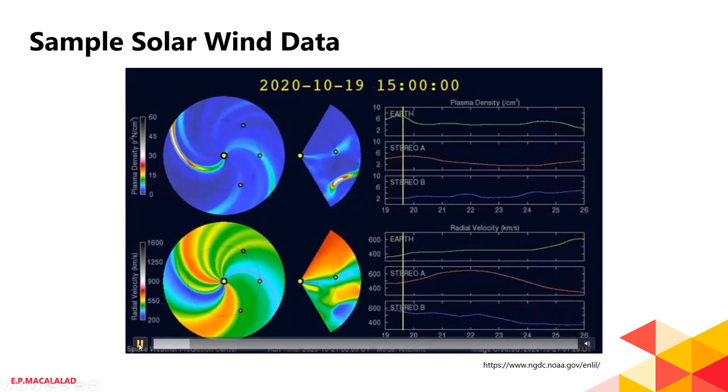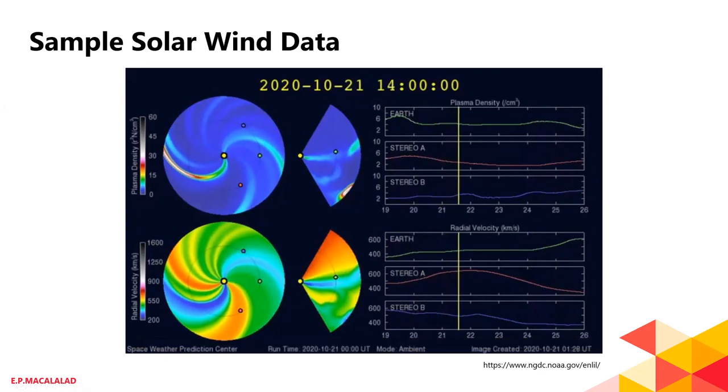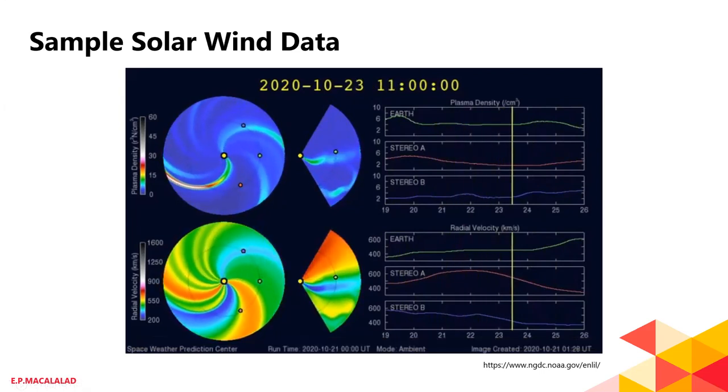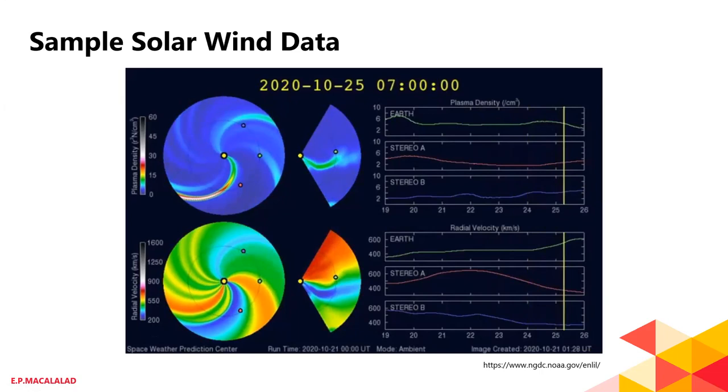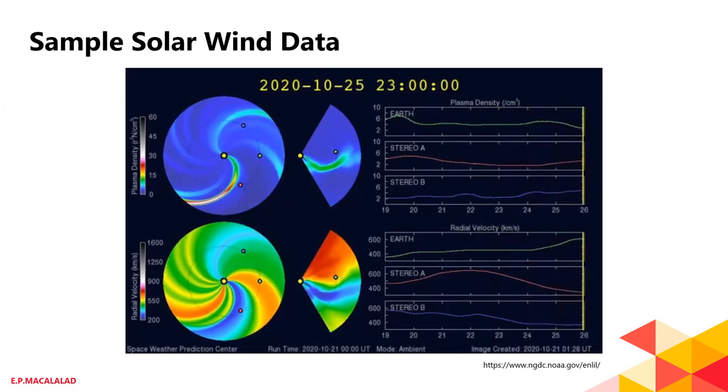Okay, so let me repeat that again. This is one way to forecast solar wind. Later I will show you again what happens if there is a coronal mass ejection, which is much cooler than this one.